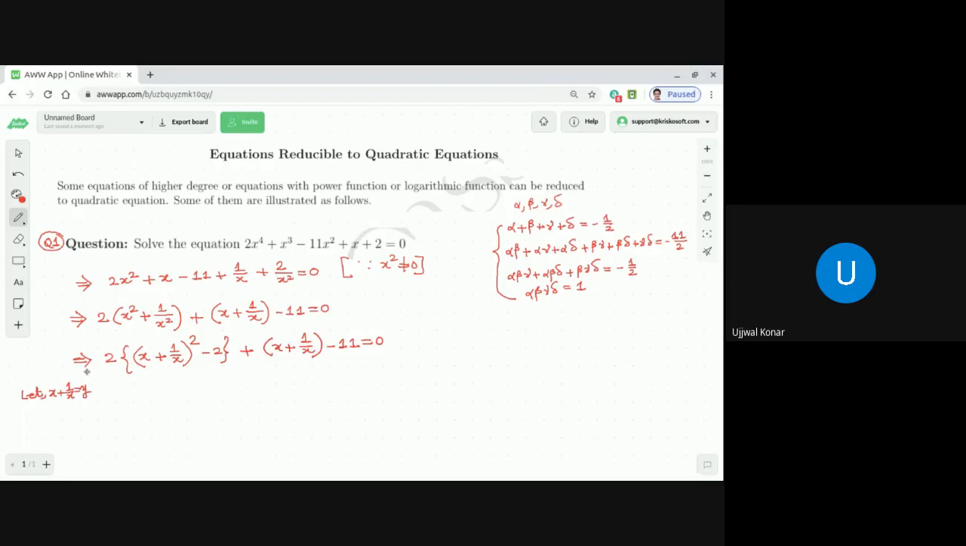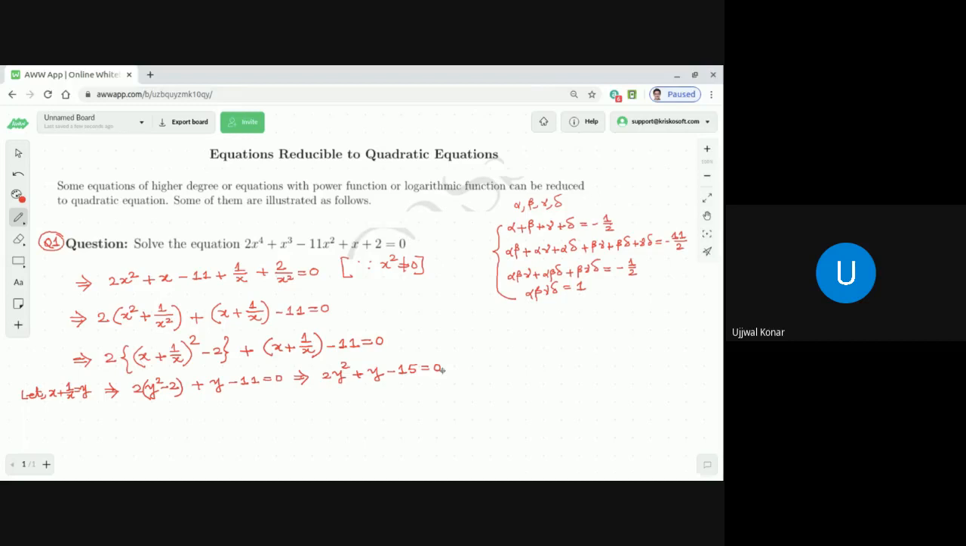So from the above equation we are going to get 2 into y square minus 2 within bracket, plus y minus 11 equal to 0. This implies, dear students, 2y square plus y minus 15 is equal to 0, correct or not? All of you got it, dear students?